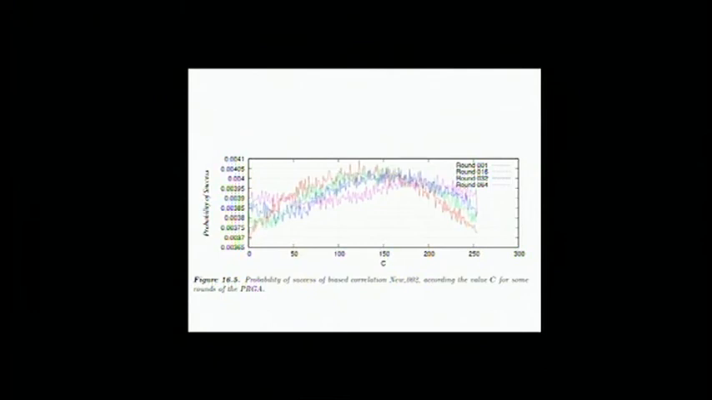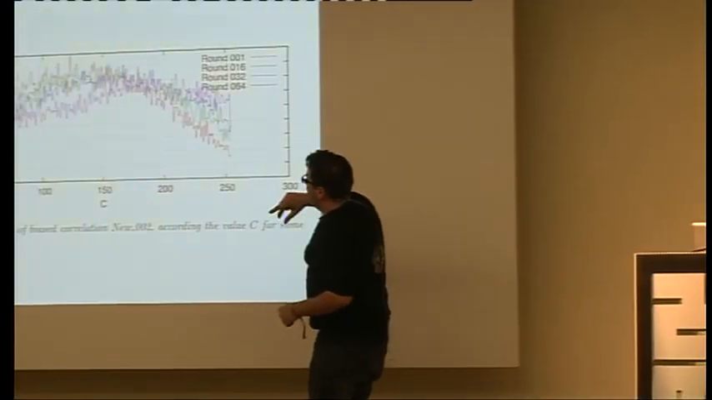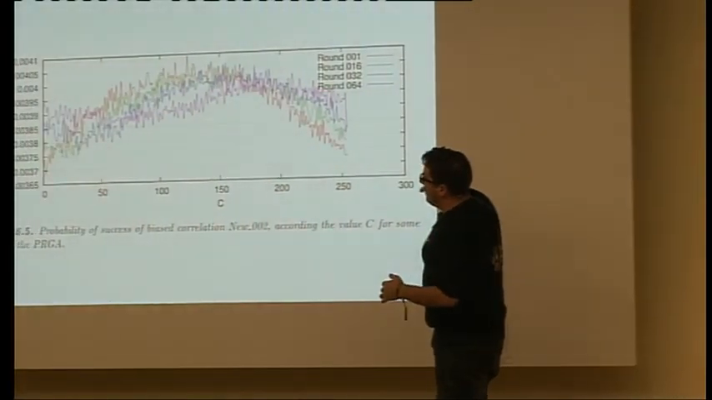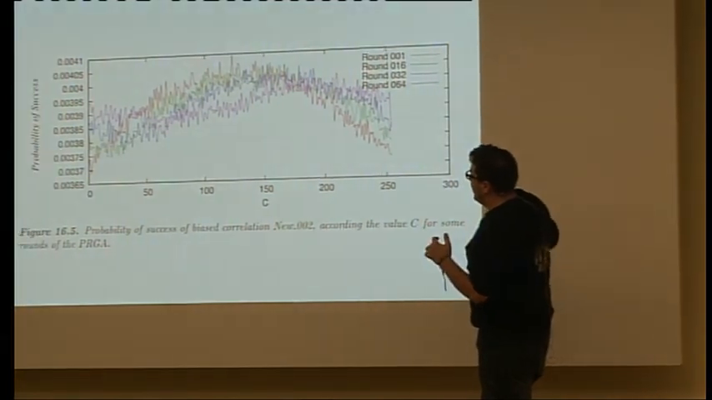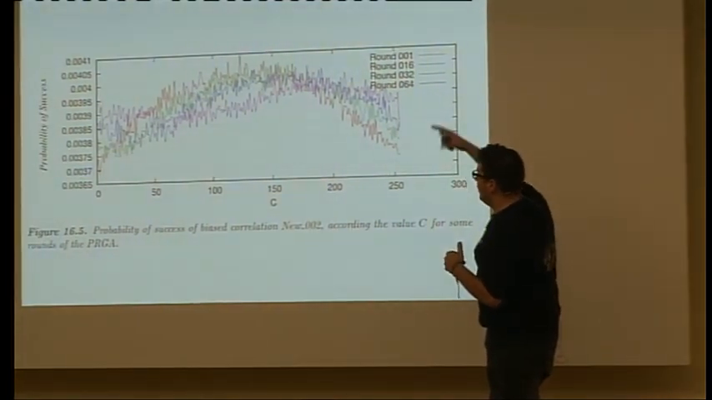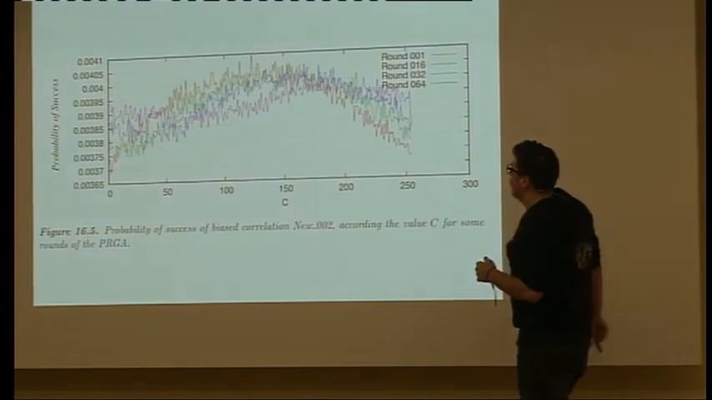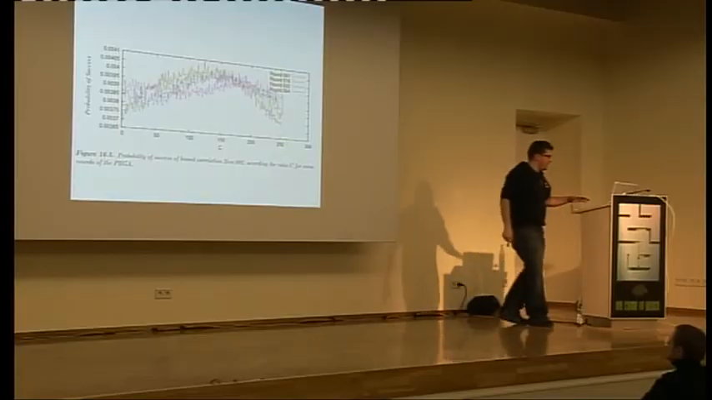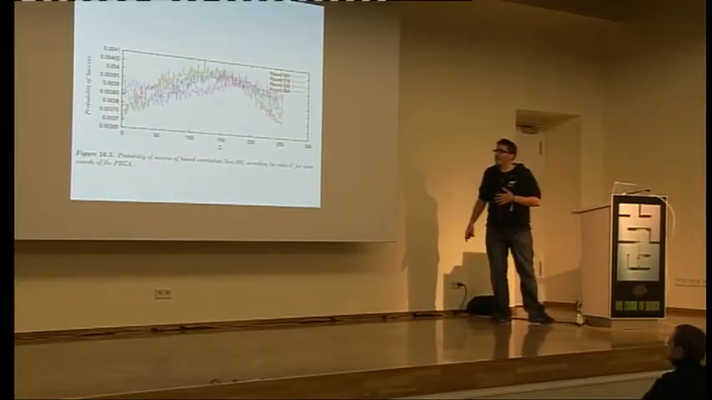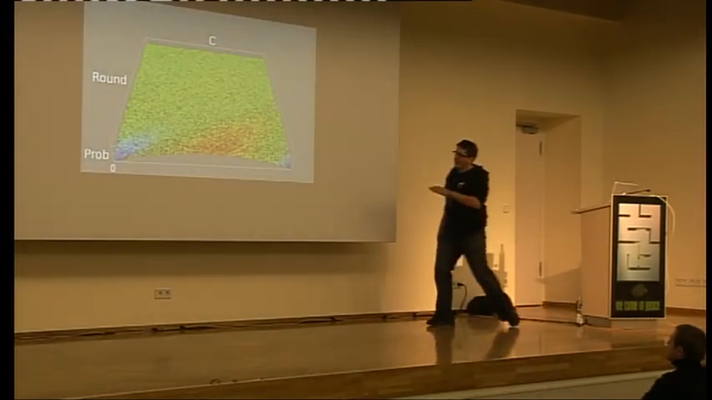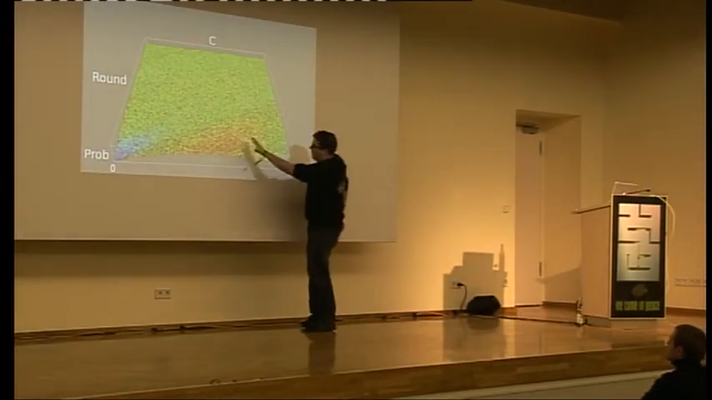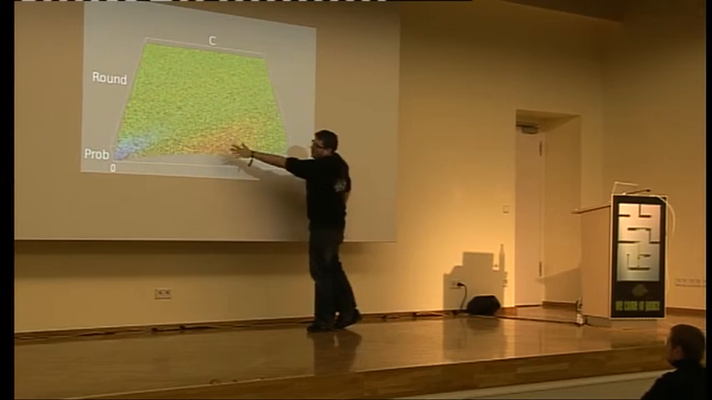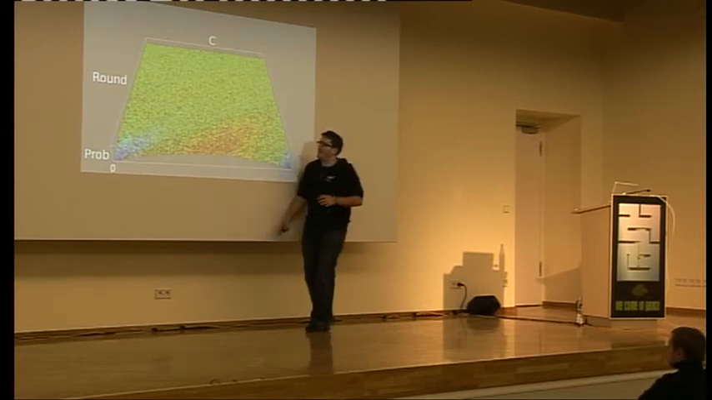New two. There you can see that the probability of the success of the bias is not as strong as before, and it's strange, so let's see in 3D. And there you can see, okay, there is sort of a mountain here and a valley here and here, so I can exploit when it's red and blue. Okay, I will take all the equations because the goal is to have as many equations as you can.